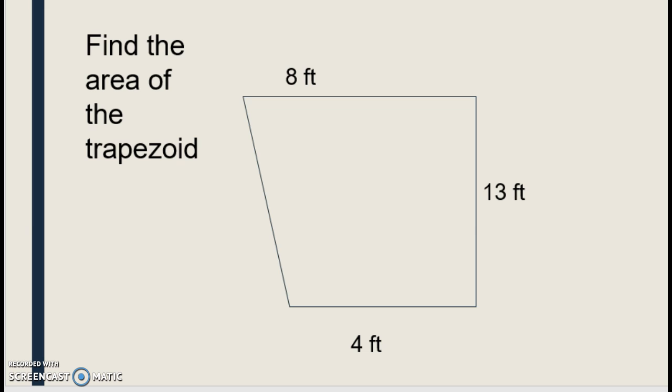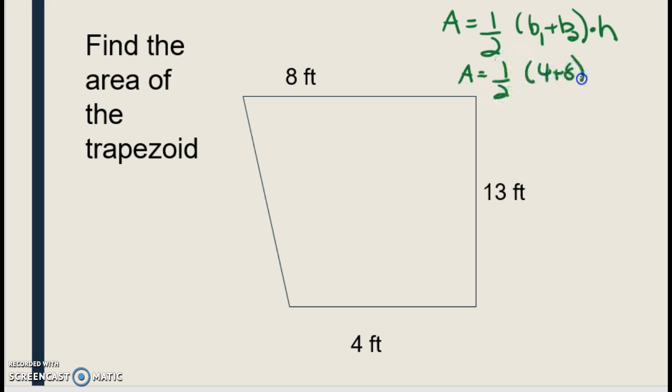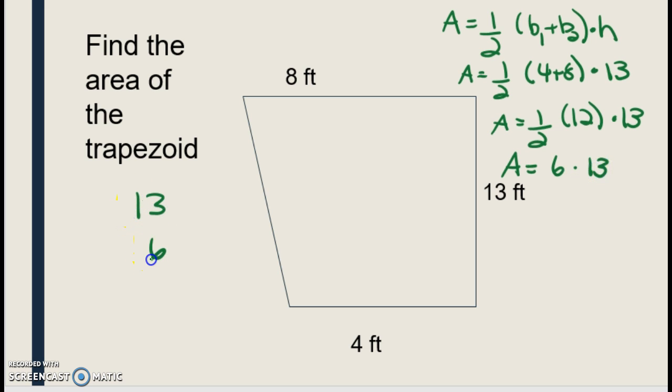Our next one says to find the area of the trapezoid. I'm going to use the same equation. Area is equal to 1/2 (base 1 + base 2) times h. Area is 1/2 (base 1, let's call it 4, base 2, we'll call that 8) times height, we'll say that's 13. So my area is equal to 1/2 of 12 times 13. 1/2 of 12 is 6, times 13, and 13 times 6 is 78. So my area is 78 feet squared.